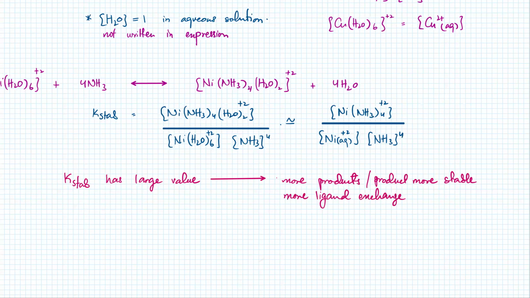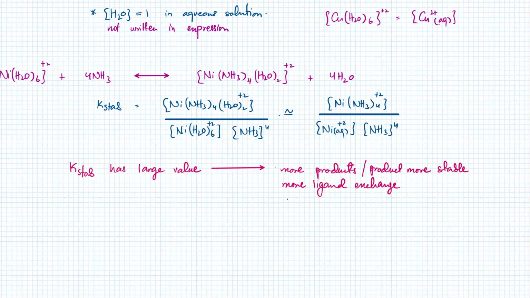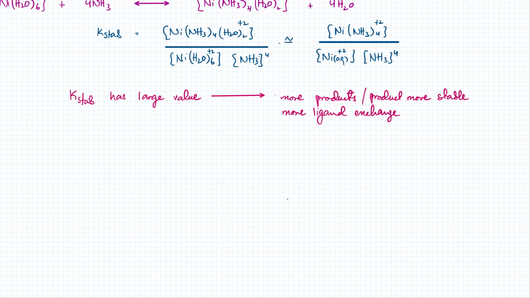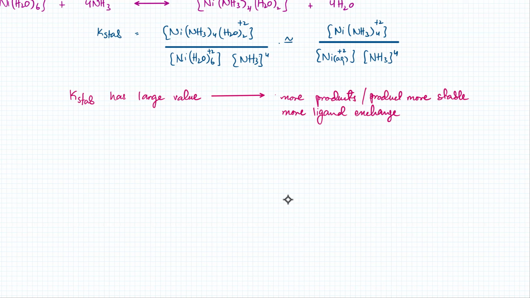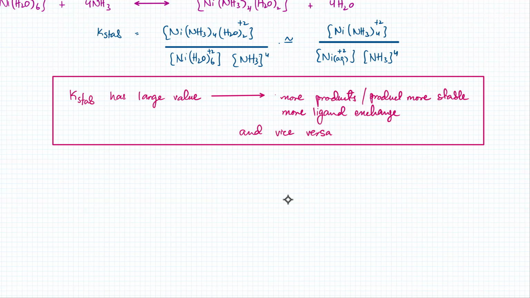And obviously vice versa, if you have a small value, then it's going to be the opposite. That would mean that your reactant complex is more stable, and the ligand exchange is not going to happen. The product is not going to be formed.